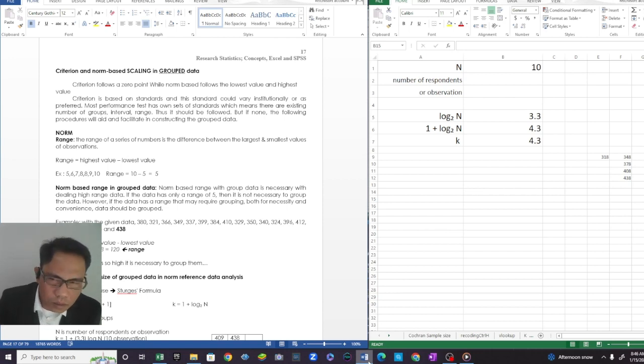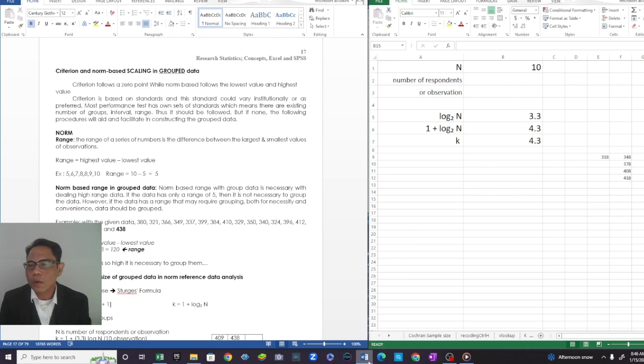Our lesson for today is criterion and norm-based scaling in group data. When you talk about criterion, it follows a 0 point, while norm-based follows the lowest value and the highest value. Criterion is based on standards, and this standard could vary institutionally or as preferred.